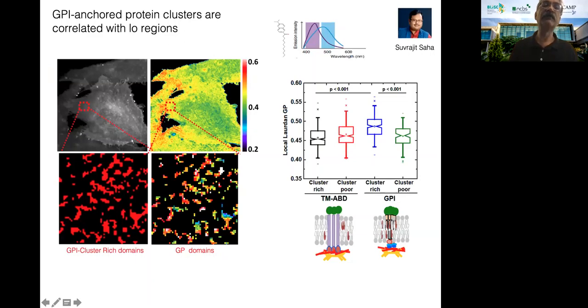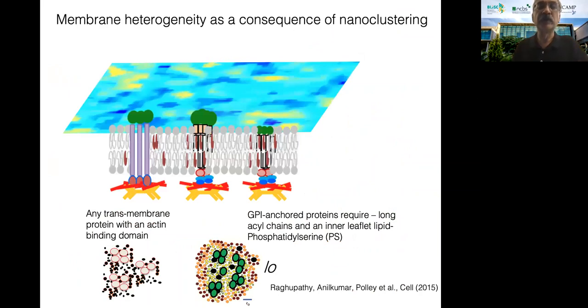And so we found that the GPI anchored cluster rich regions were often associated with regions where this Laurdan fluorophore exhibited highly ordered membrane characteristics. That is, its fluorescence was blue shifted. And there is quantitative data that actually confirms such an observation. Okay, so what I've told you then is that the membrane is intrinsically heterogeneous, with these clusters of different types of molecules associating with this dynamic cytoskeleton.